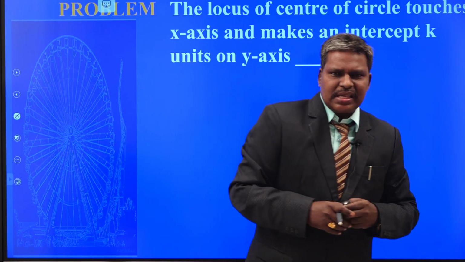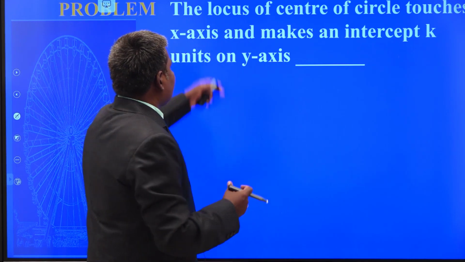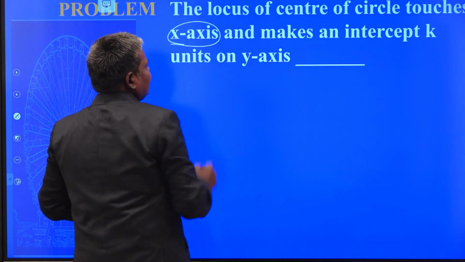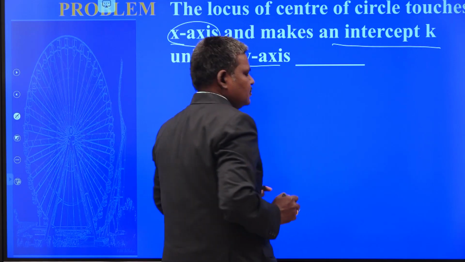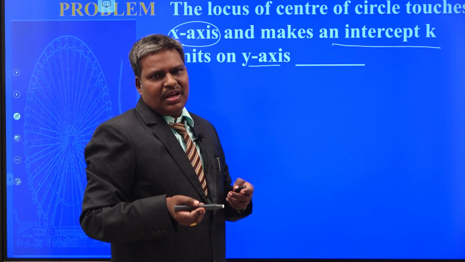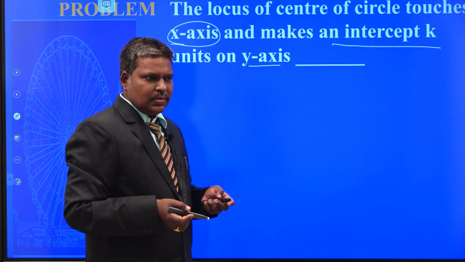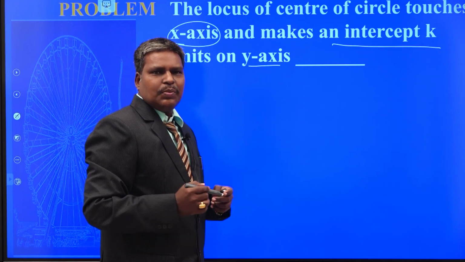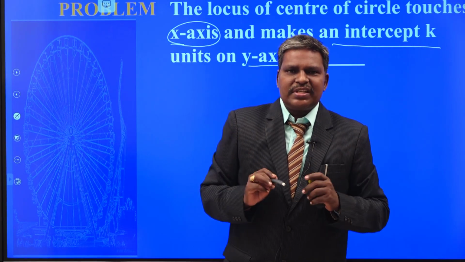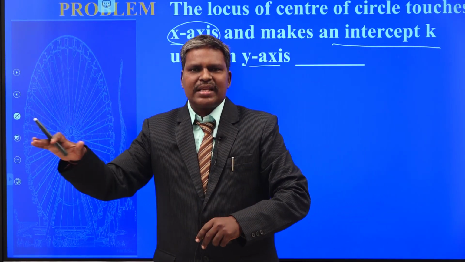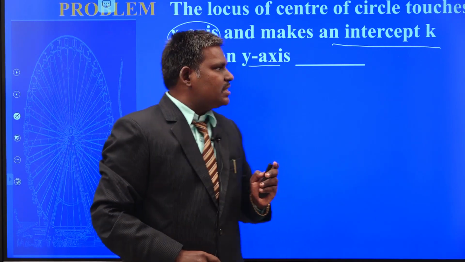So there exist so many circles, an infinite number of circles that maintain these conditions. The circle touches the x-axis. At the same time, the circle makes an intercept of length k units on the y-axis. You have an infinite number of such circles, and there exist an infinite number of centers corresponding to those circles. Collect all those centers, we get some locus, that is what you are going to find out. Understand? So what is the role of the circle here? The circle touches your x-axis and also makes some intercept on the y-axis, that is, k is given to you.